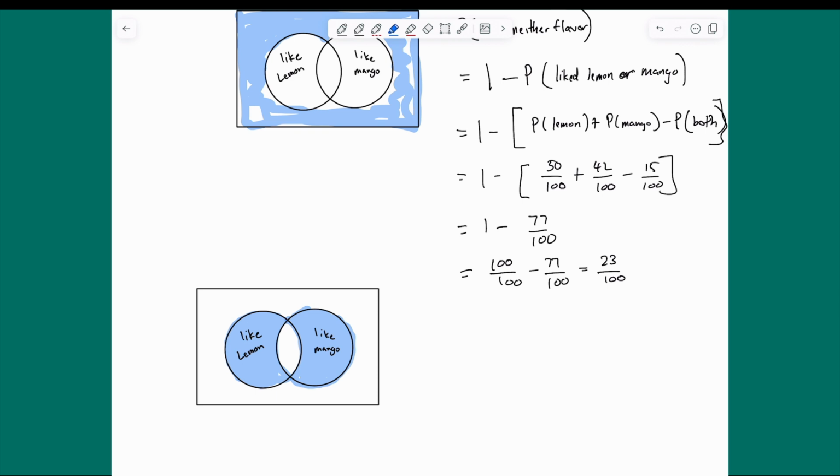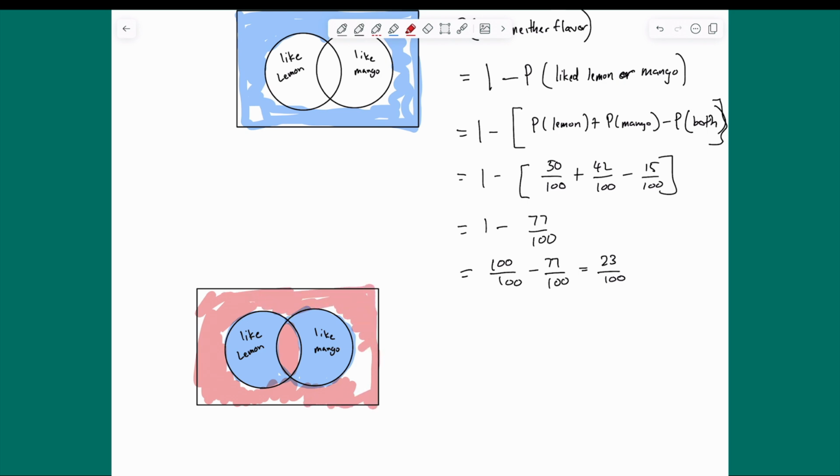one way to get this is to play around with the numbers. However, I noticed that we can use the complement rule again, and basically the complement would be those who like both lemon and mango, and those who like neither. So we could use that idea again if you want. That's one way of doing it.